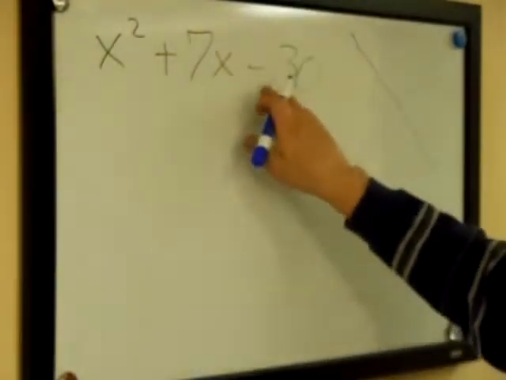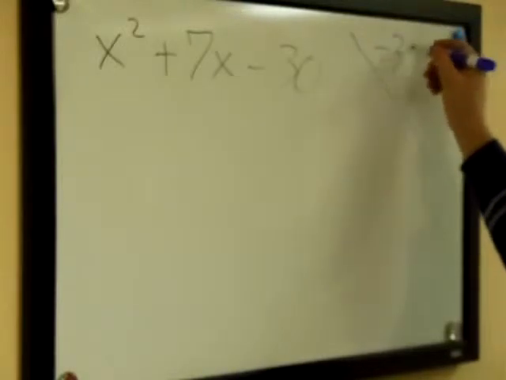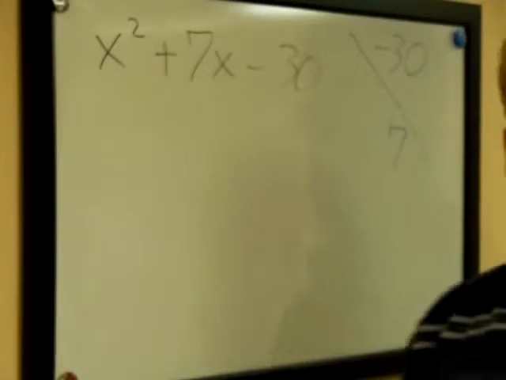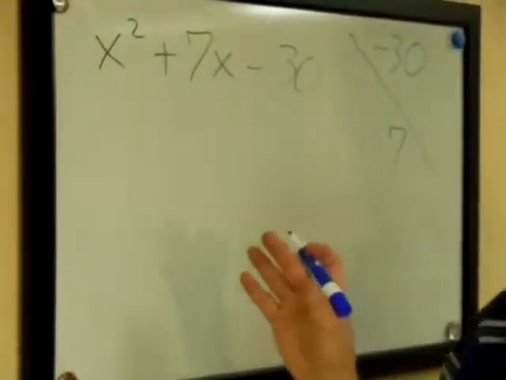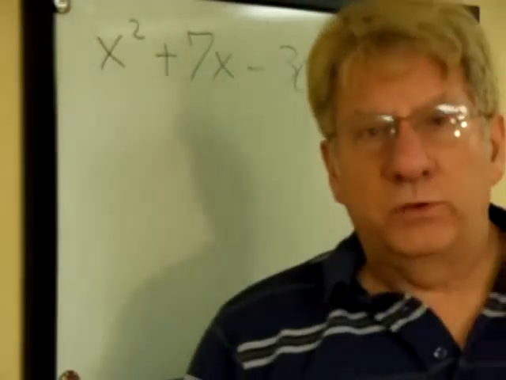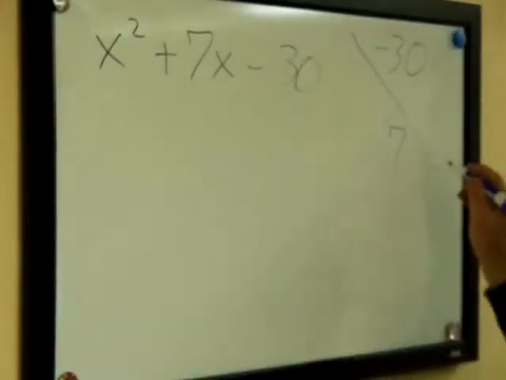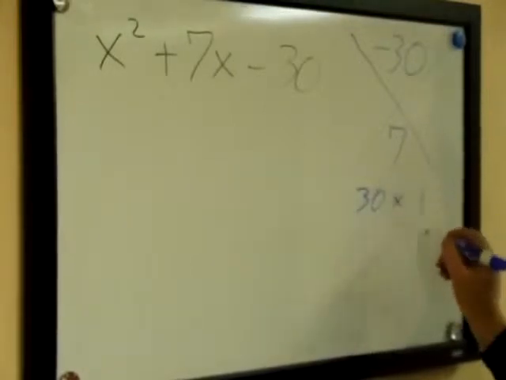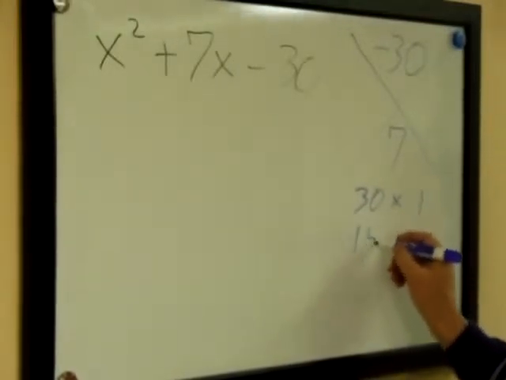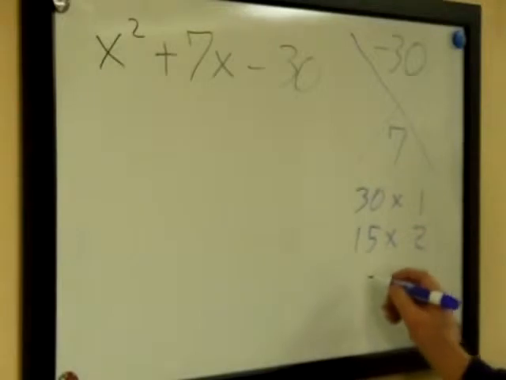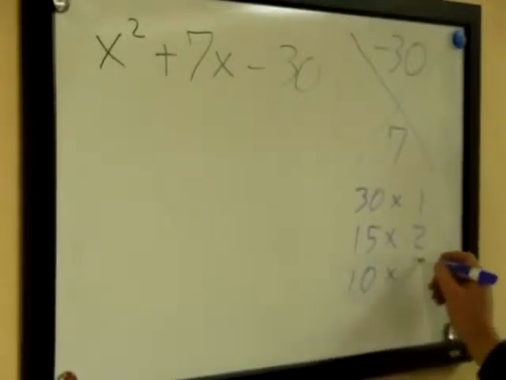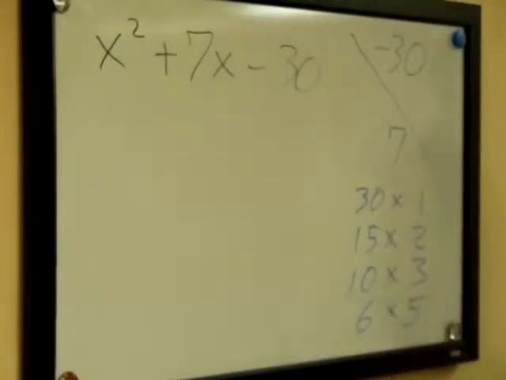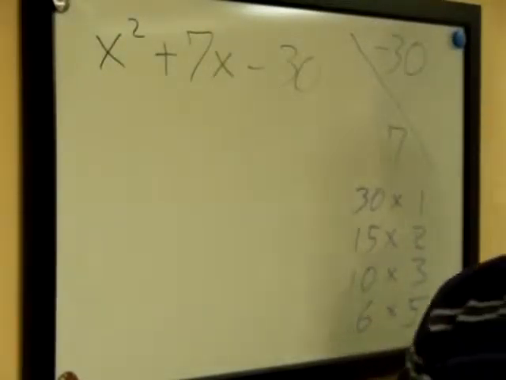So we take the c, which is minus 30, and the b coefficient is 7. So now we have to think about what pairs multiply together to get minus 30, but sum together to get positive 7. So we'll take 30 times 1. We can take 15 times 2. We can take 10 times 3. We can take 6 times 5. So here are different pairs that we could use.